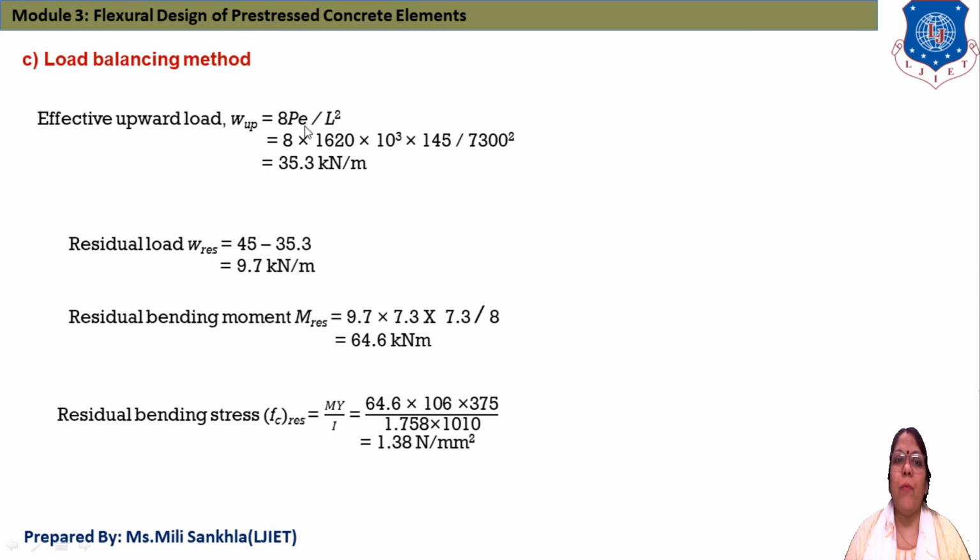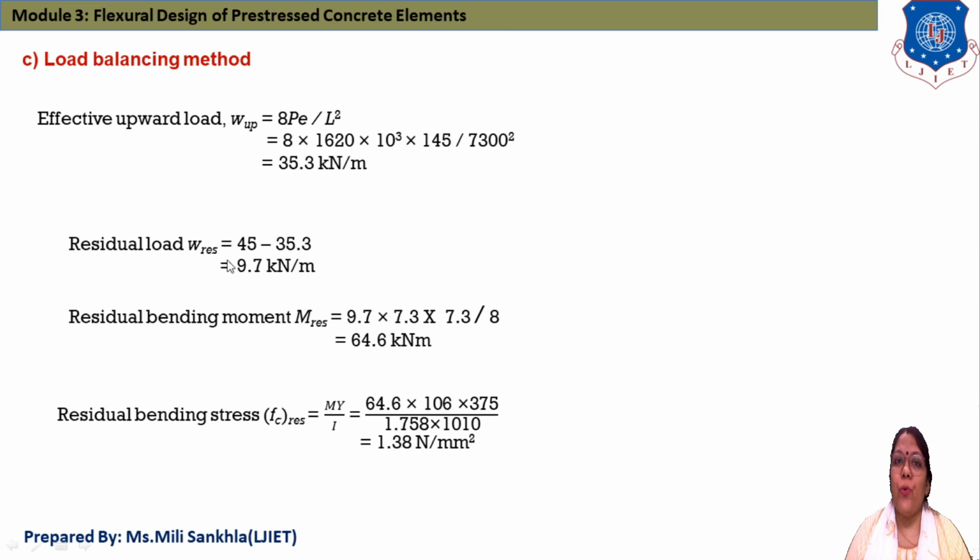E is equal to 145 and L is equal to 7.3 meter, that is converted into 7300 mm, squared. After that, converting the answer, in kilonewton per meter it is equal to 35.3. This answer is in Newton per mm, and after that it is converted to 35.3 kilonewton per meter.